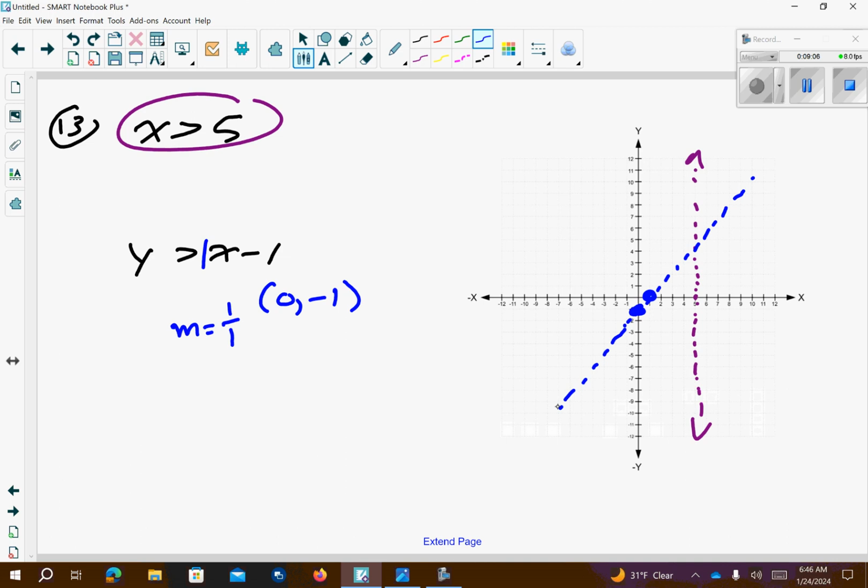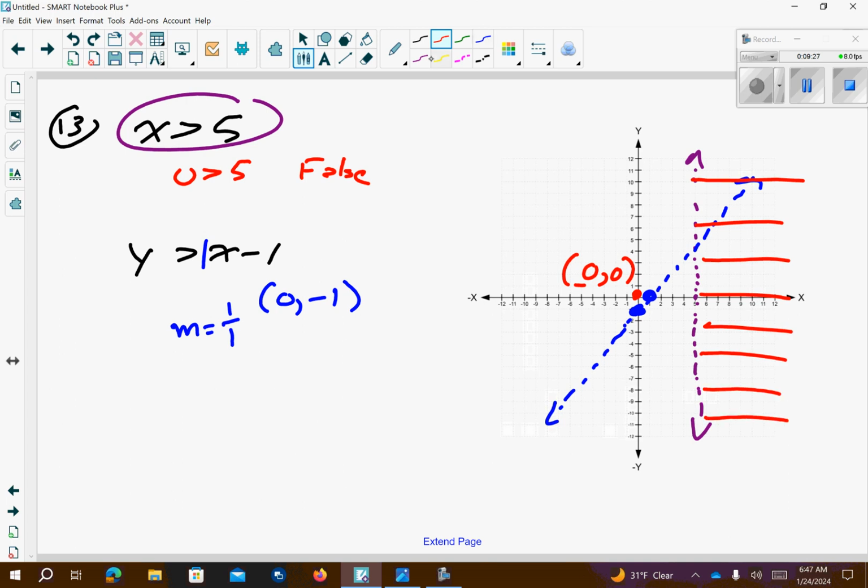And it looks like that 0, 0 is still to the left of everything. So let's go ahead and plug 0, 0 in. I can only use the first x value, so is 0 greater than 5? 0 is not greater than 5. That's false. So for the purple line, I'm going to shade the opposite side of the purple.